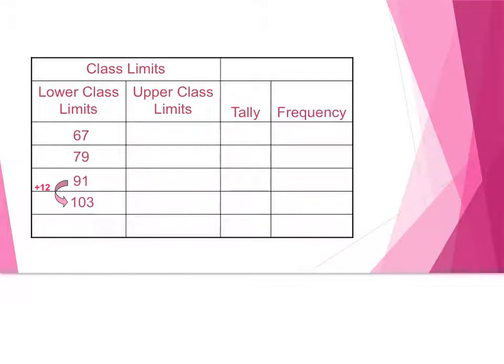And again. Now, if I didn't give you this graph that lets you know when you got to the bottom of it, we said we wanted 5 classes. You do this add 12 thing until I have 5 lower class limits. And there we go.